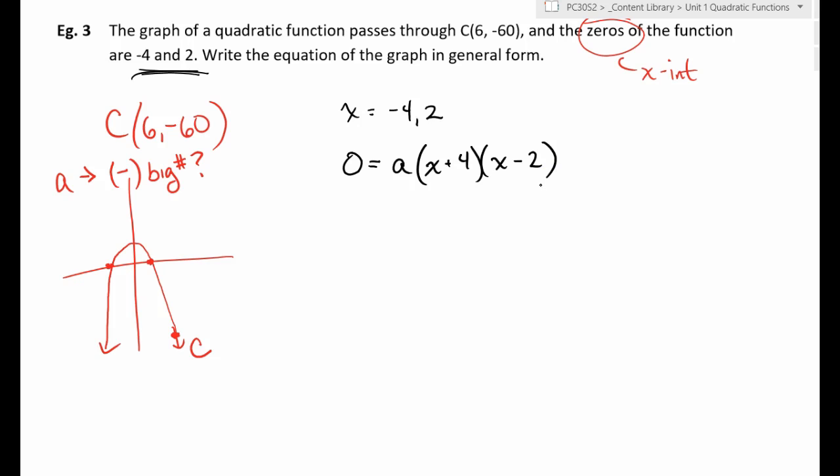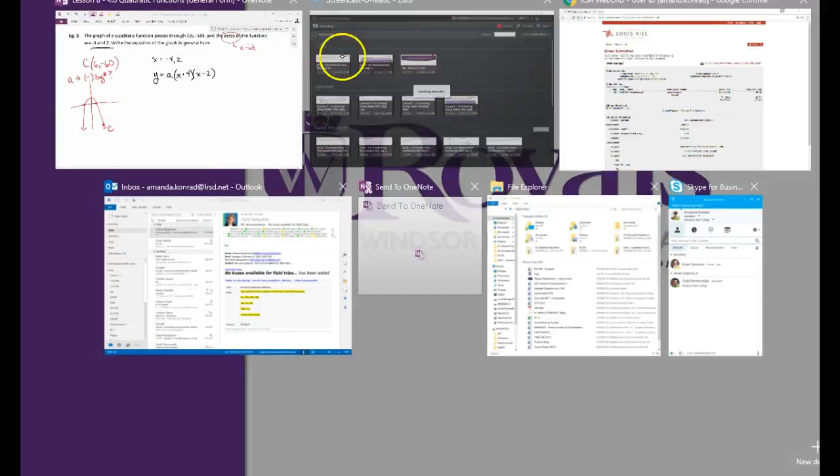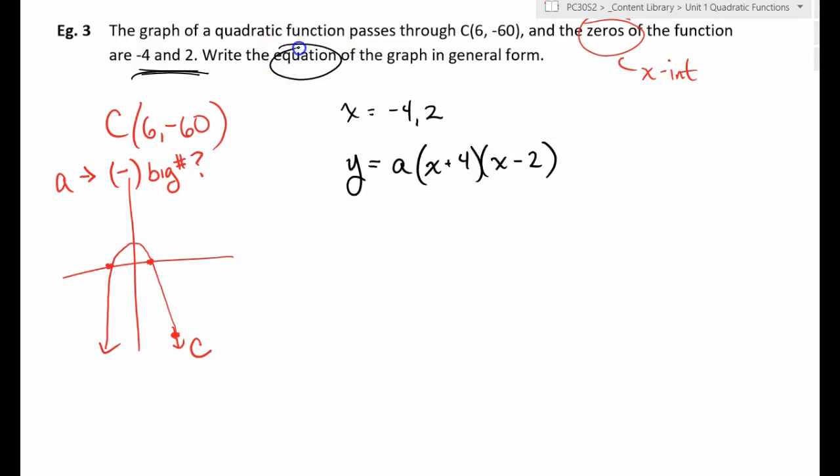Well, that's great. That would have worked if we were factoring. We don't need to keep the 0 there because we're trying to write the equation for the graph, and we need a y in there. We need two variables. Oops, sorry. Y and x need to be present for an equation, okay? So I've got this part, awesome.